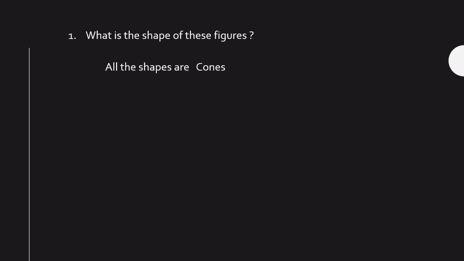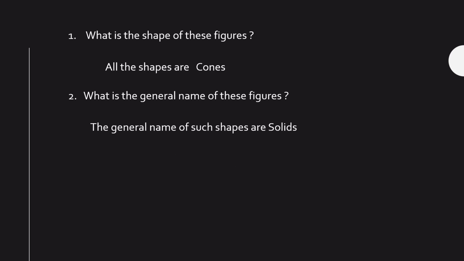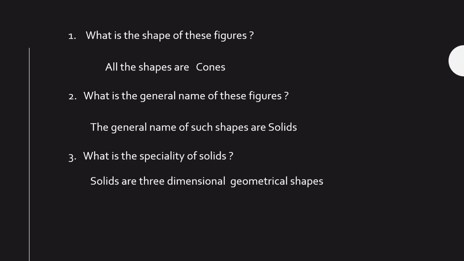Now let's discuss some questions. Are you ready? Okay. What is the shape of these figures? Yes, very good. All the shapes are cone. What is the general name of these figures? All of you know it because you have learned it in standard 8. What is that? Good. All these are solids. If you don't remember this name, write it in your notebook. These are solids. What is the speciality of solids? Good. They are three-dimensional geometrical shapes.